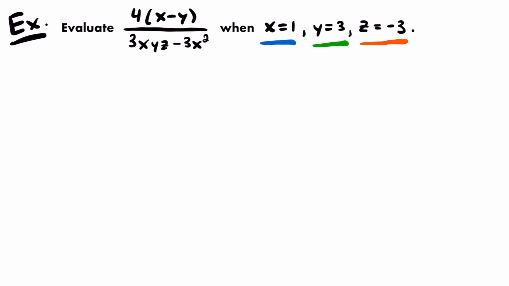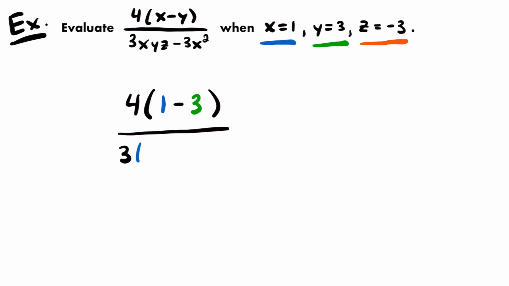Okay, so let's plug in those values or substitute them in. We will have 4 multiplied by the quantity of x minus y, where x is 1 and y is 3. So we'll have 1 minus 3, and then we will be dividing by 3 multiplied by x, which is 1. So we're multiplying 3 by 1, and then we're multiplying that by y, which is 3. So we're multiplying by 3, and we're multiplying that by z, which is -3. So we're going to be multiplying by -3.